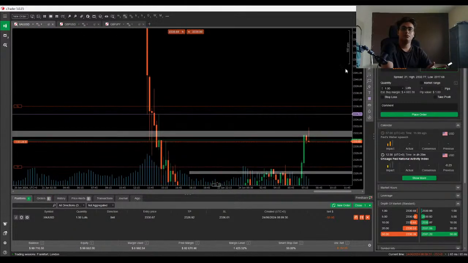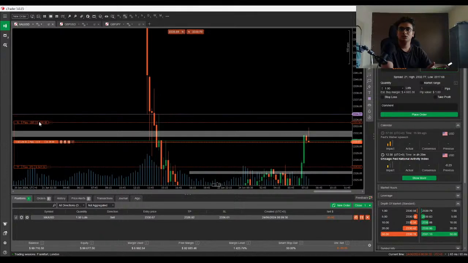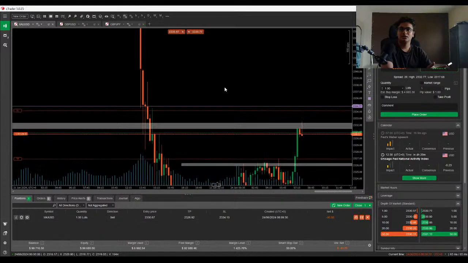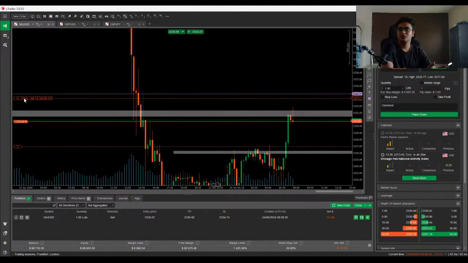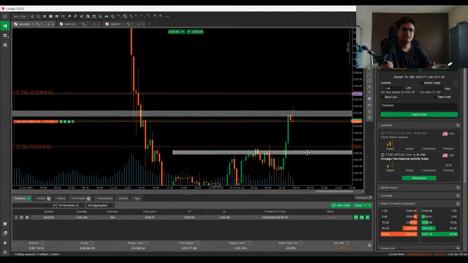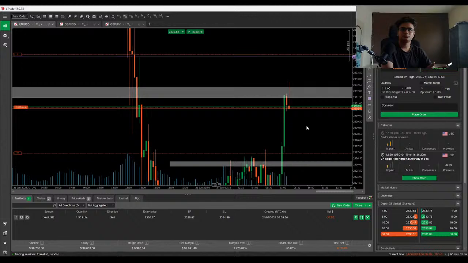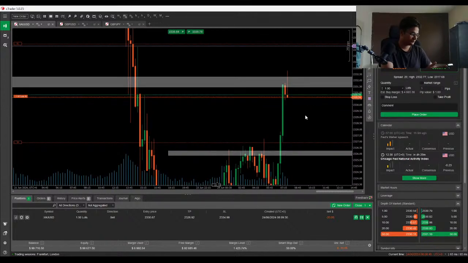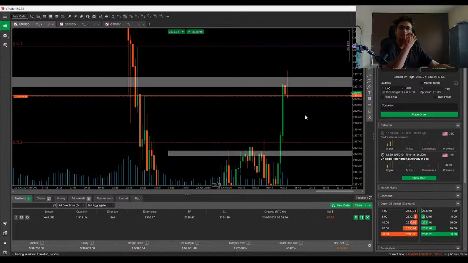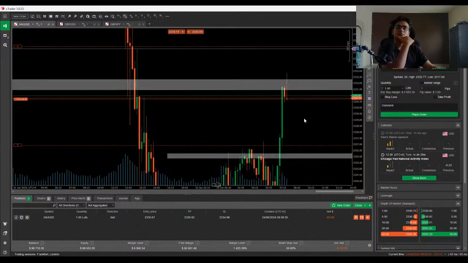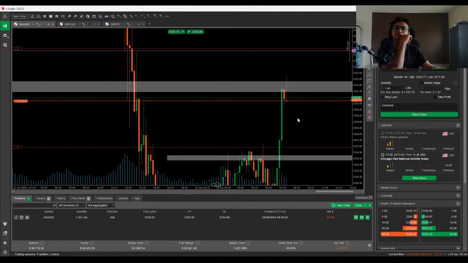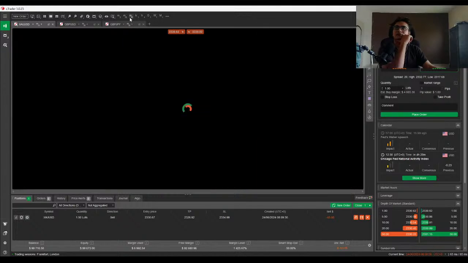Okay, we are in the trade right now. I'm gonna manage my risk at this point. I'll put the stop loss above this wick, $600 or so. Let's see, we have 5 minutes left for the candle.